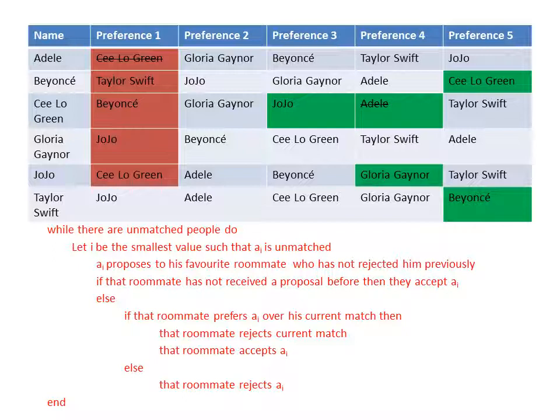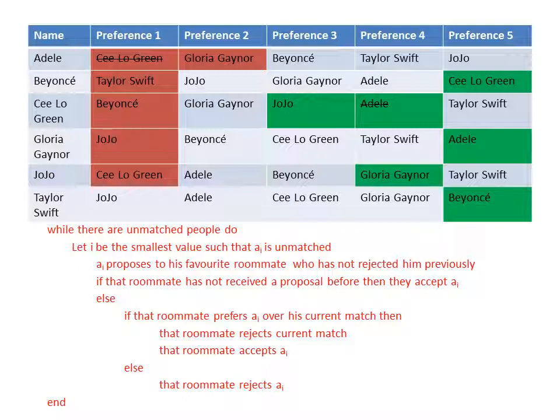Now it's JoJo's turn to propose, and she proposes to her first preference, Celia Green. This is where it gets a bit more complicated. Celia Green has already been proposed to by Adele, but he compares and decides he prefers JoJo. So he says to Adele, never mind, forget you, and pairs up with JoJo. This is quite nasty, and we have to go straight back to Adele to make sure she now has a new partner to propose to.